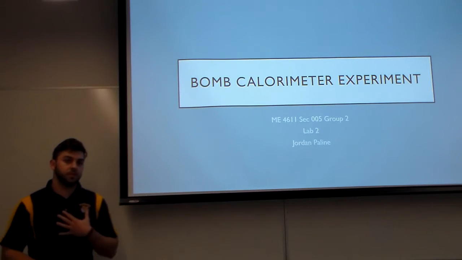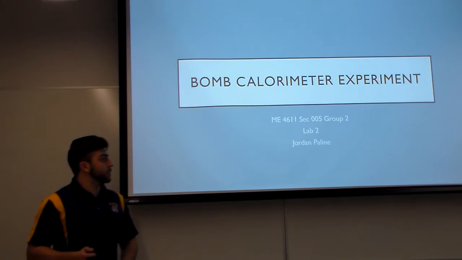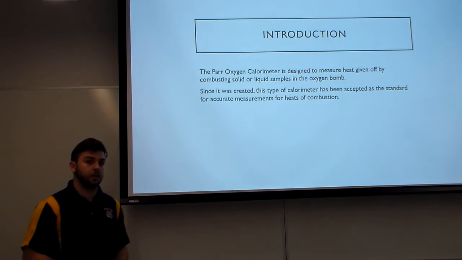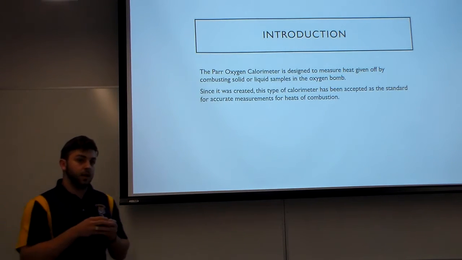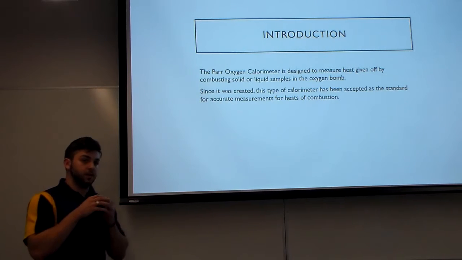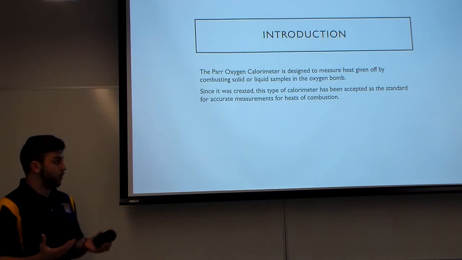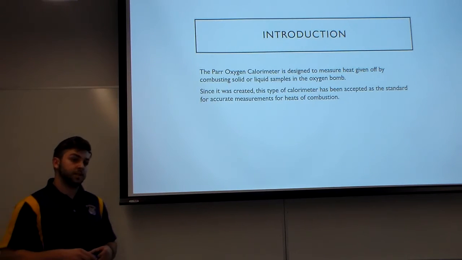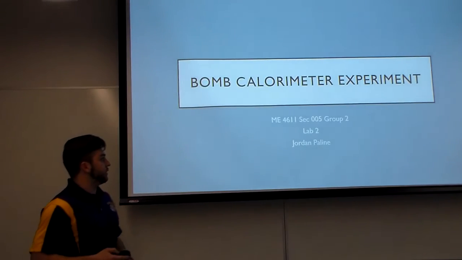I'm Jordan from Group 2, and today we're going to be talking about the bomb calorimeter experiment that we will be doing next week. Just some quick background on this. The bomb calorimeter is a device that takes a certain sample and explodes it with a set amount of oxygen and transfers heat through conduction to water. That water source will heat up with a delta T, and we can actually determine the amount of heat given off through that water with the delta T.